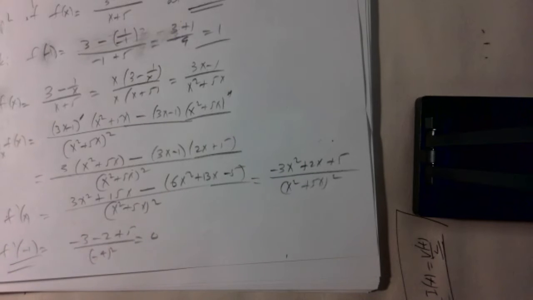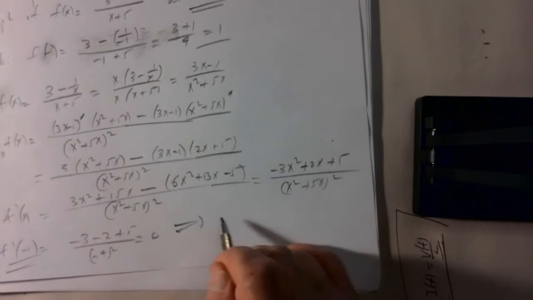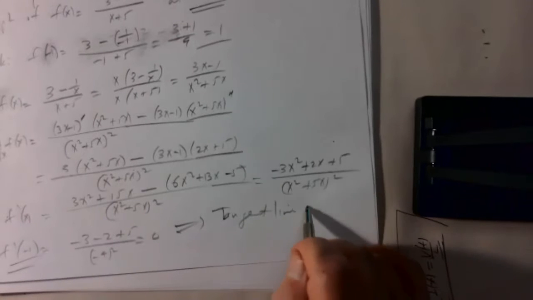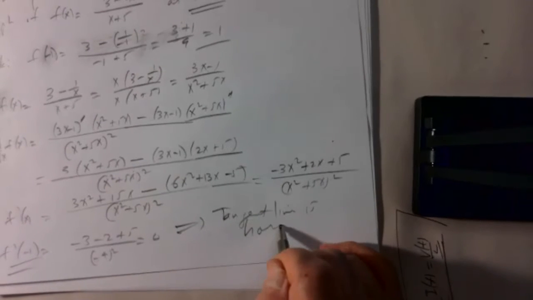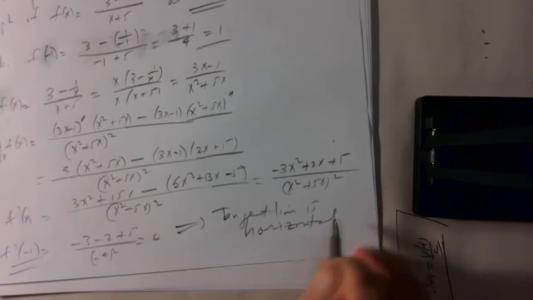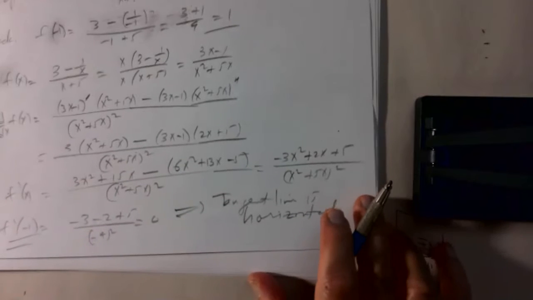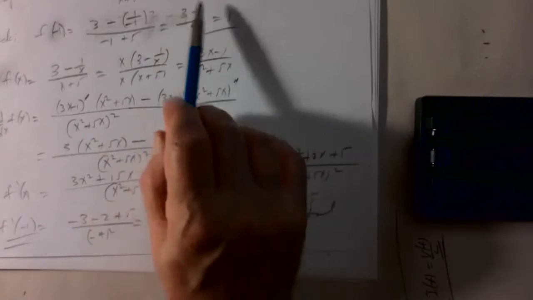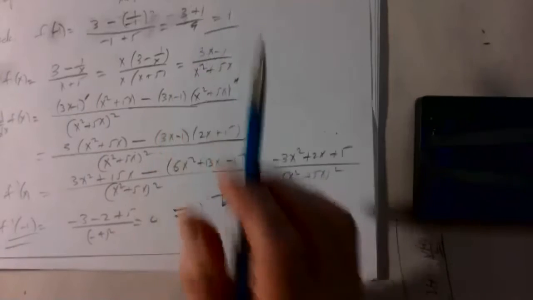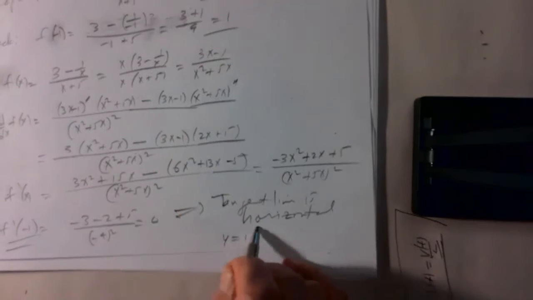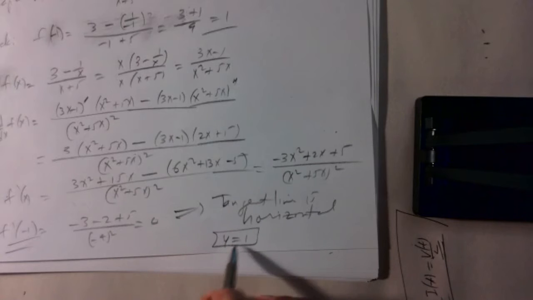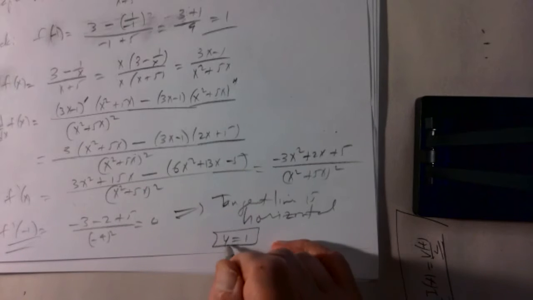If it's 0, it means that the tangent line has slope 0, so it's horizontal. So the equation of the tangent line, if it's the horizontal line through the point -1, 1, it's just the line y equals 1. So that's the equation of the tangent line.